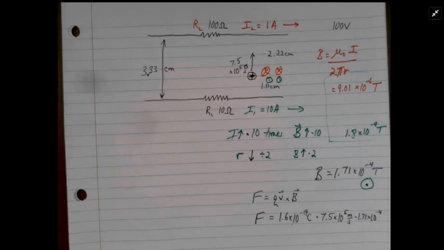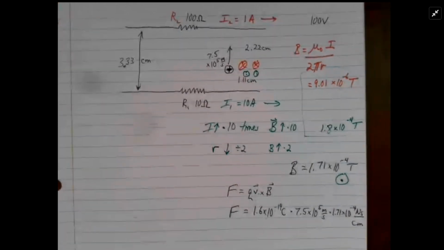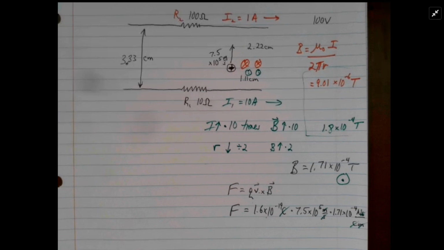Now, a Tesla is technically a Newton second per coulomb meter. And so the units actually end up with what you should end up with, which is always comforting. Coulombs up top, down bottom, meters up top, down bottom, seconds down bottom, up top, and you end up with newtons. And the final answer here would be 2.05 times 10 to the minus 17th newtons.